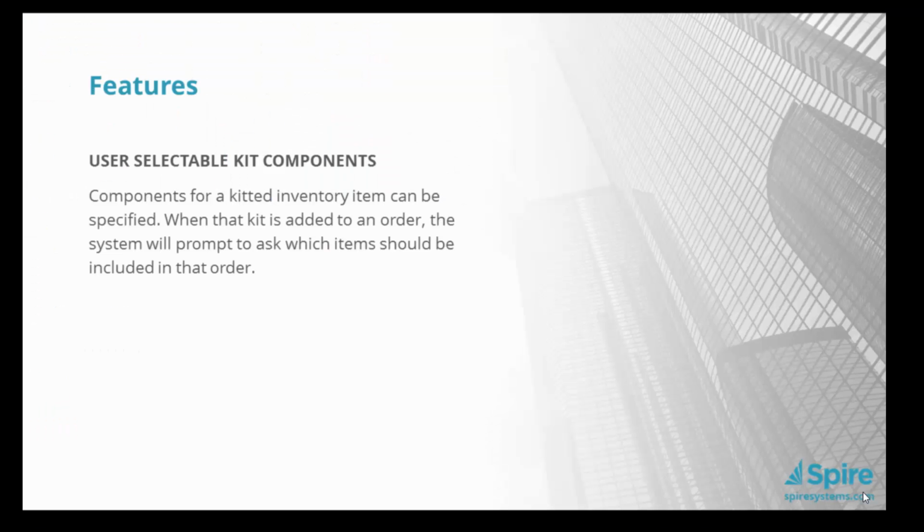User selectable kit components can be turned on within the program so that components for a kitted item can be specified. When that kit is added to an order, the system will prompt to ask which of the items should be included on the order, and those items selected will be exploded onto the order as if the user had keyed them there individually. This is especially useful for people that use or sell products maybe in different sizes and colors, so that all the available colors and sizes show up, and the user can select which one or which ones of them and the quantities the customer purchases.